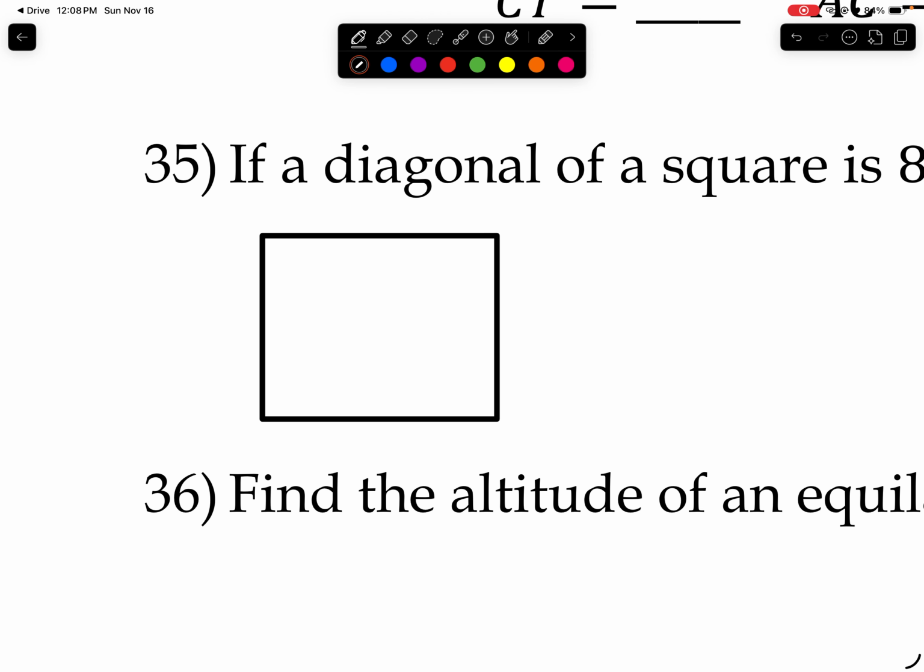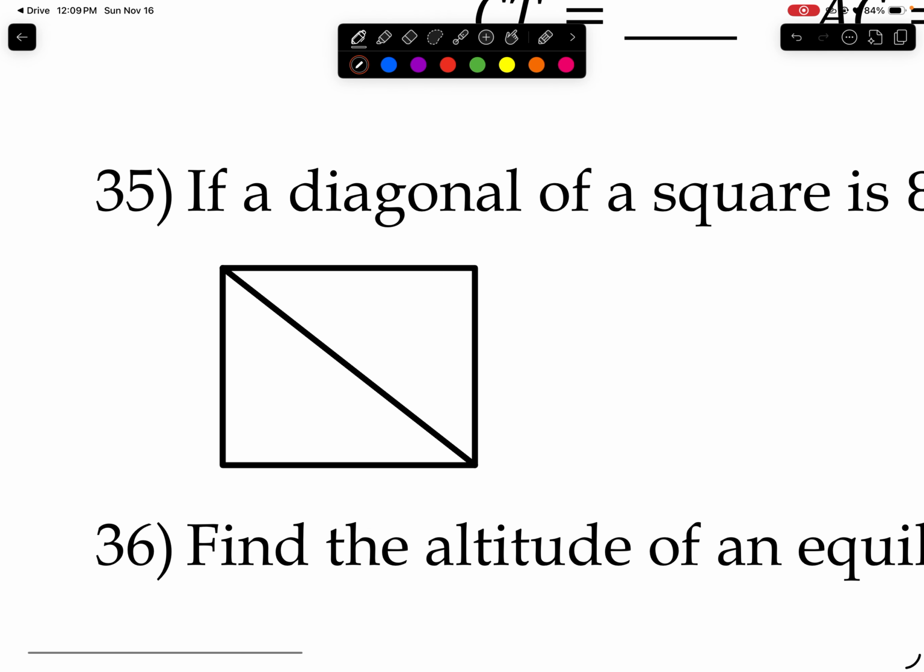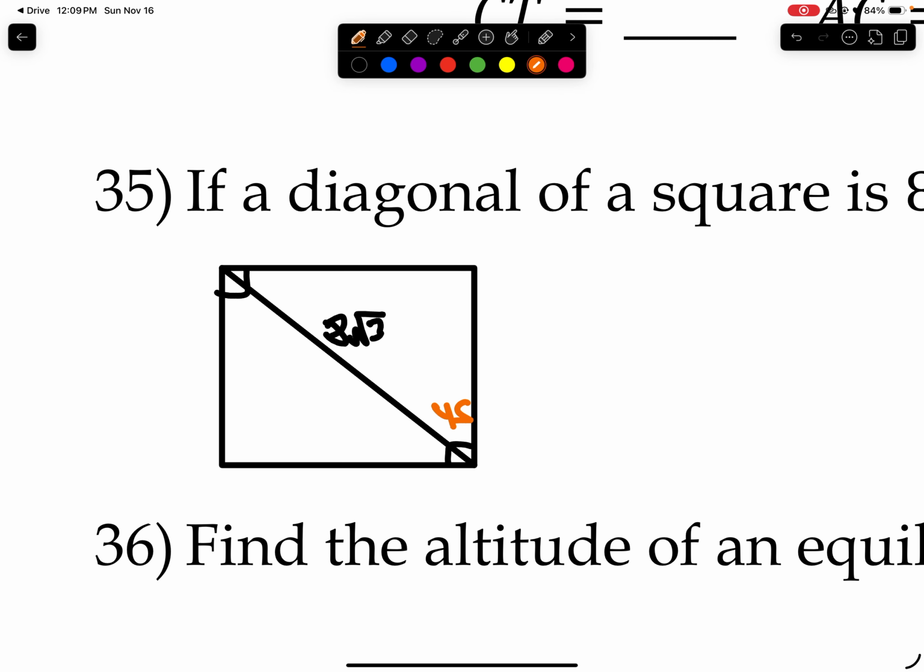It's not going to be to scale by any means. Okay, so we know that the diagonal is going to be 8 root 3. And of a square, we know that we have 4 right angles. So if those are cut by the diagonal, that means this is going to be 45, 45, and 90. So we are dealing with a special right here.